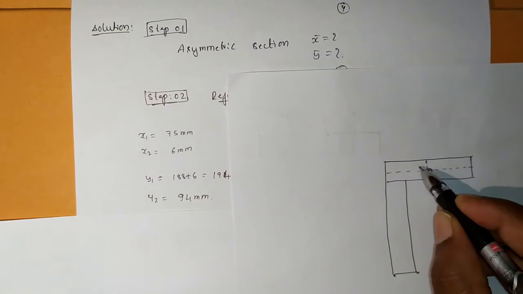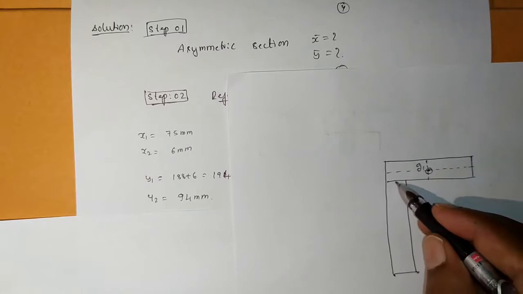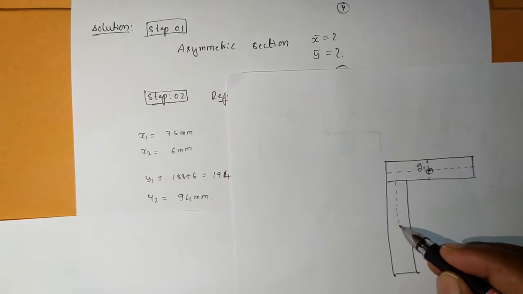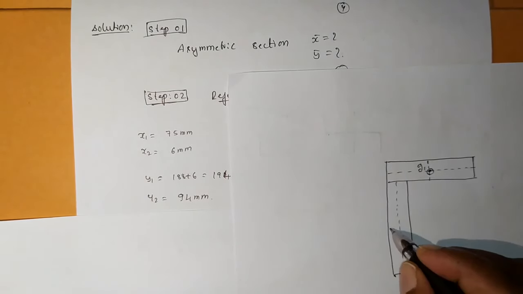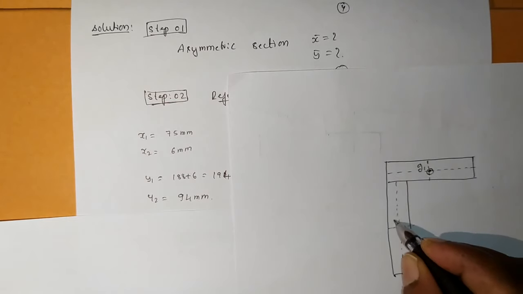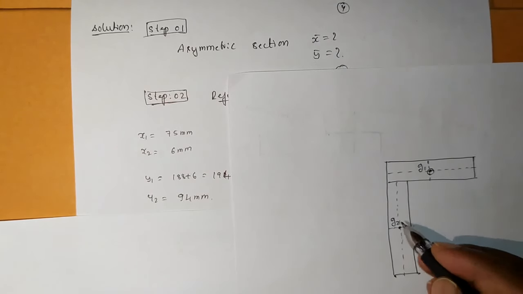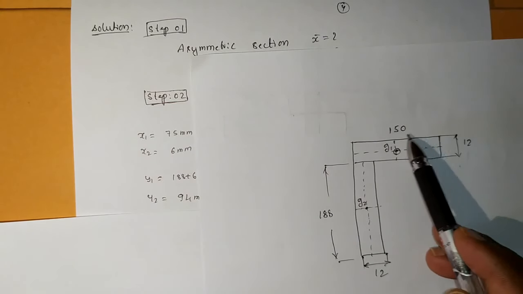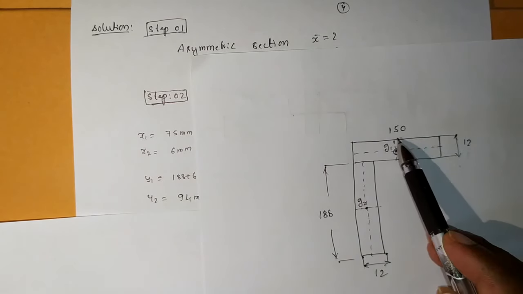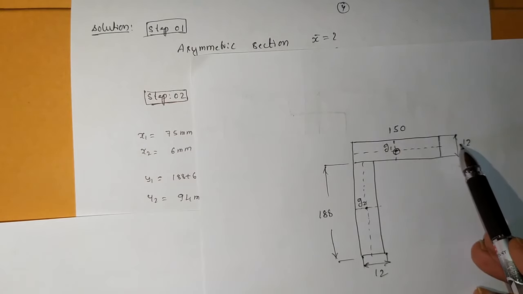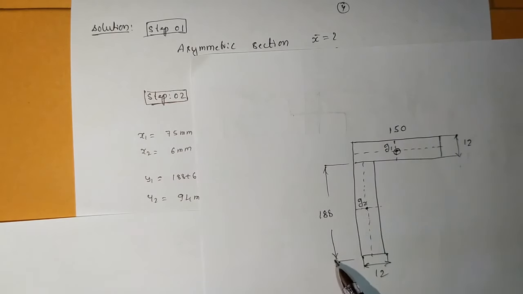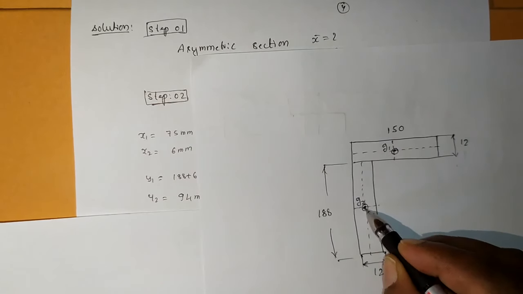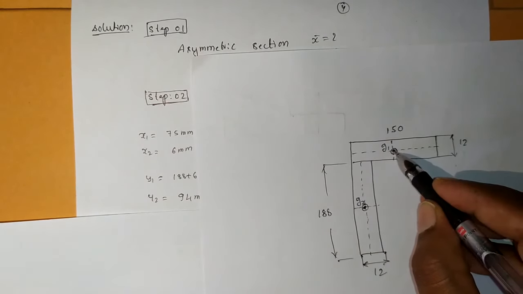This is the centroid of section number 1 and this is the centroid of section number 2, G1 and G2. These are the respective dimensions of the individual cross sections. Section number 1, 150 into 12 mm. For section number 2, 188 into 12 mm. This is the centroid of section number 2. This is the centroid of section number 1.